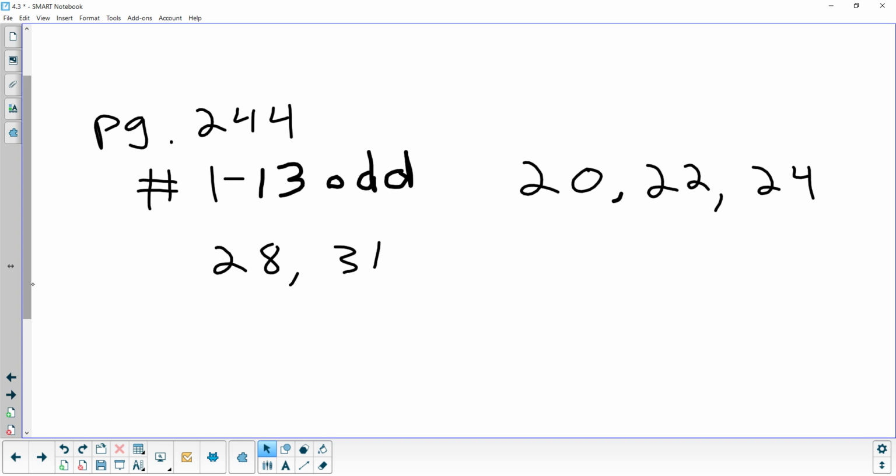All right, so those are the questions for tonight. Okay, 1 through 13 odd. And then 20, 22, 24, 28, and 31. And we'll take a look at that tomorrow.